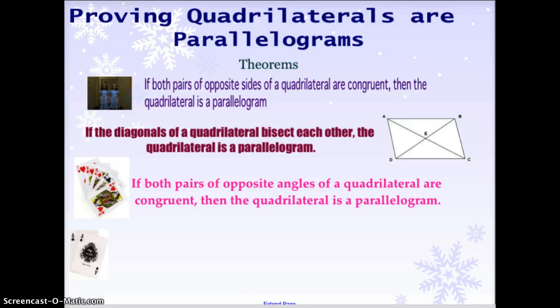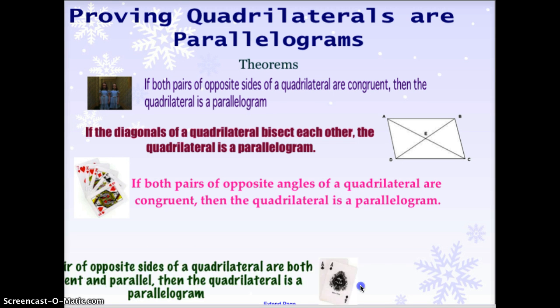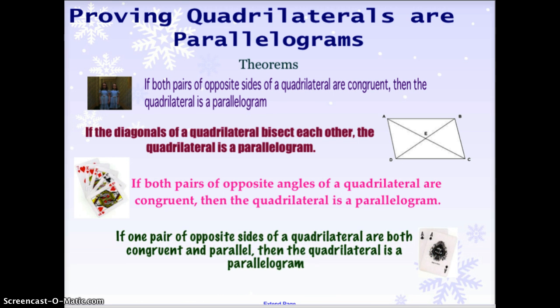quadrilateral is a parallelogram. The one that's different is almost a combination of 2 of them, but it's a little bit tricky, so you need to be careful of the wording. If one pair of opposite sides of a quadrilateral are both congruent and parallel at the same time, then the quadrilateral is a parallelogram.